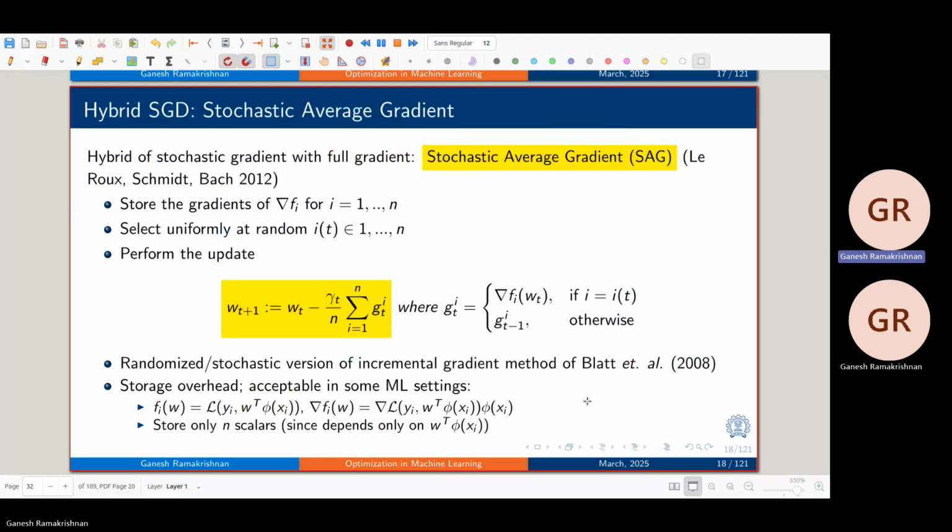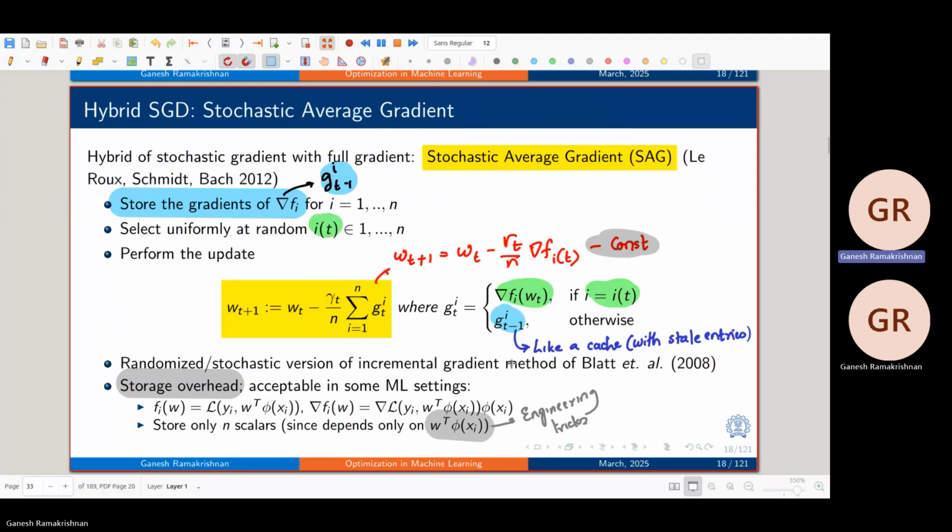So let me provide a little bit more insight here, right? What are we doing here? You're storing the gradients, and this is cumulative. So all the previous gradients I'm storing. Only I'll update the gradient for the point that has been picked randomly. Rest will remain the same old gradient.